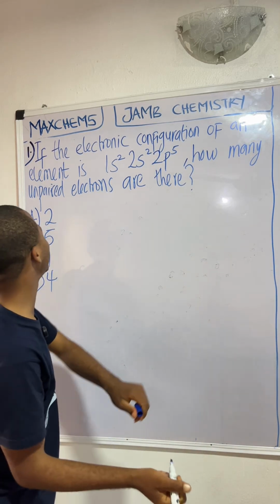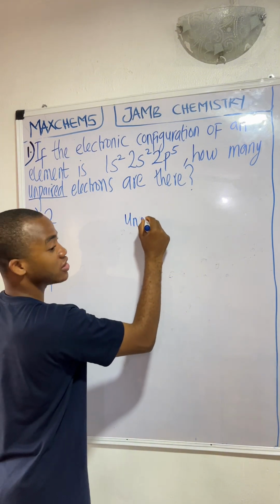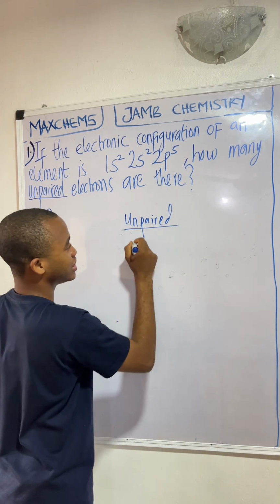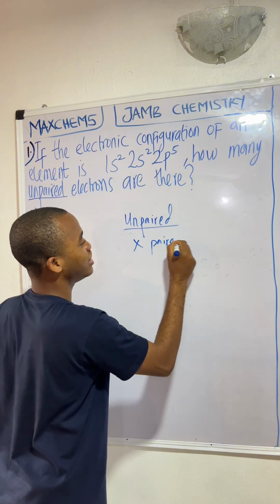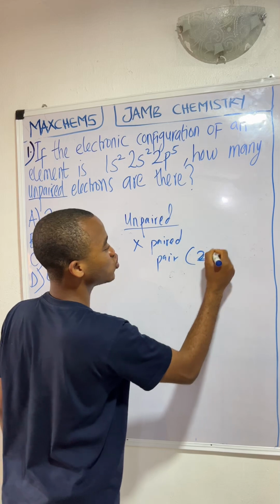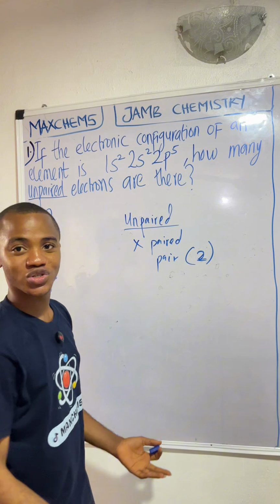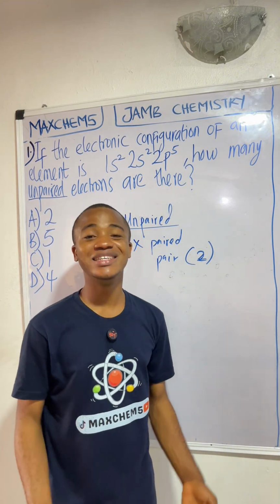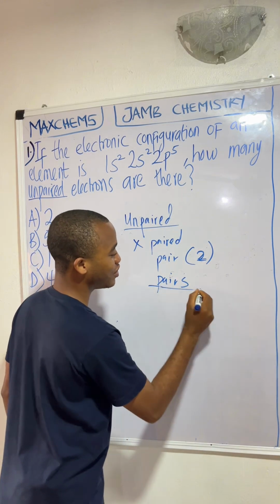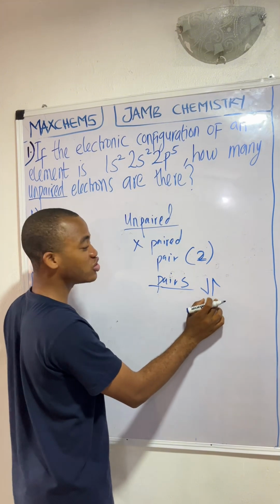Now, what we need to understand is the term unpaired. What does it mean? Unpaired means that something is not paired. And the word pair means things that are in twos, like a pair of glasses, a pair of shoes. All of those things are in twos. That's the same way electrons are in their shells and orbitals. Electrons are always in pairs, like two electrons, one electron, another electron.